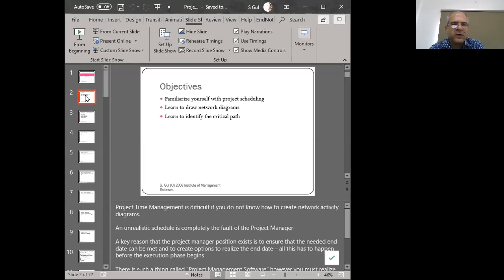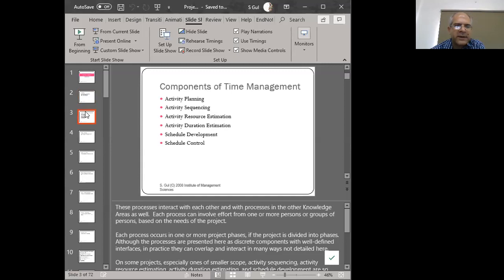So the objectives of the project time management segment are, number one, to familiarize ourselves with how to manage and how to define the project schedule. Number two is to learn how to develop network diagrams. And number three is to understand the concept of the critical path method.